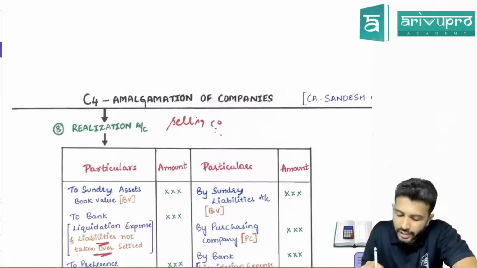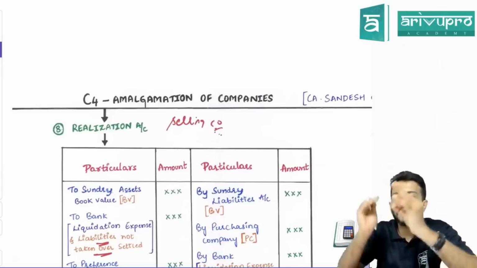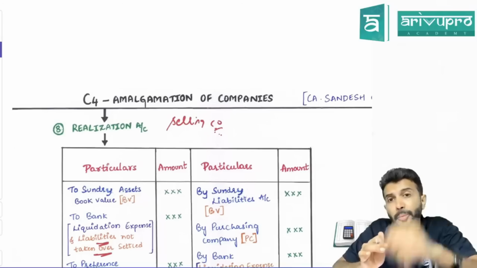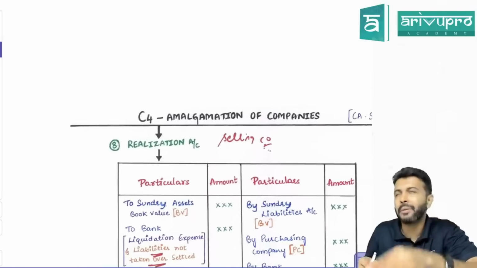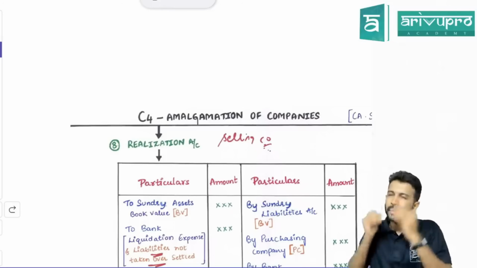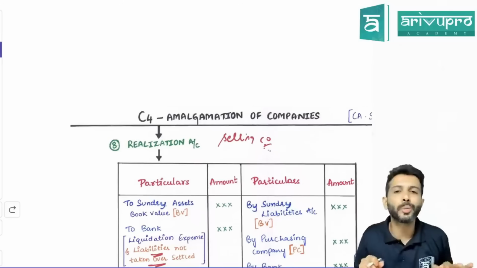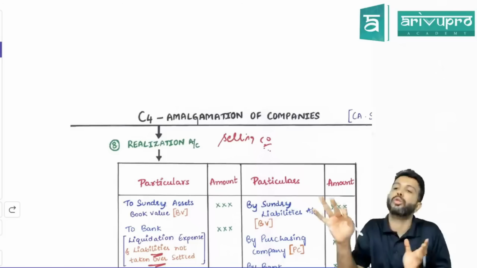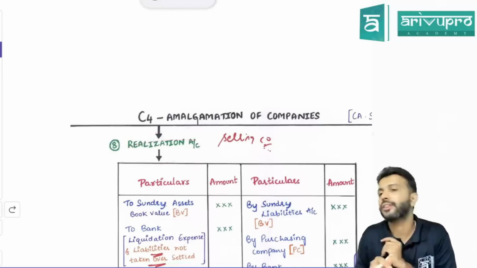So first, sir, the selling company, they are shutting down. Whenever a company shuts down, you have done this: whenever a partnership firm shuts down, you used to prepare something called a realization account. Same here also. If the selling company is no more, they have to prepare something called a realization account. So basically, every single ledger of the selling company has to be closed, because the selling company is no more. One easy way to close many ledgers is by preparing a realization account.